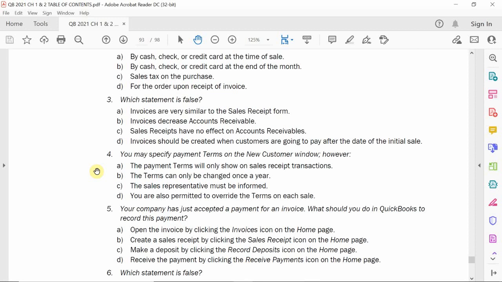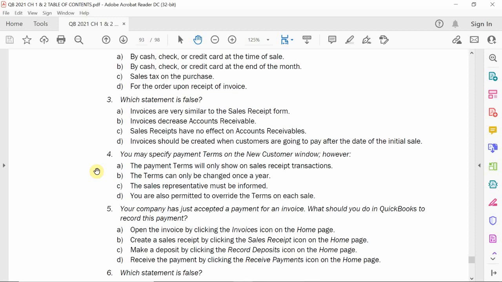Number 4, you may specify payment terms on the new customer window. However, I got D. D is correct. You are also permitted to override the terms on each sale. So yes, for any reason you decide to make changes. Maybe they bought too little stuff. If they bought too little stuff, what's the point of giving them a discount? It makes no sense, right? But if they buy a bunch of stuff, then yes, you definitely want to put terms on there. So yes, you can override that anytime.